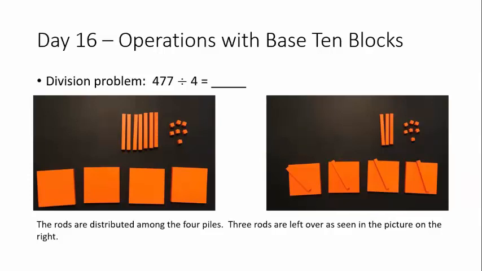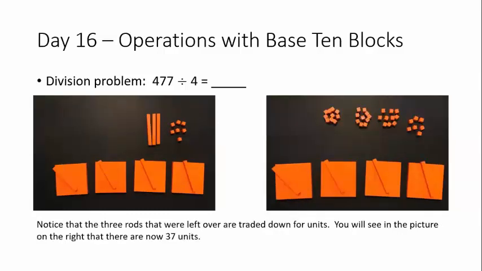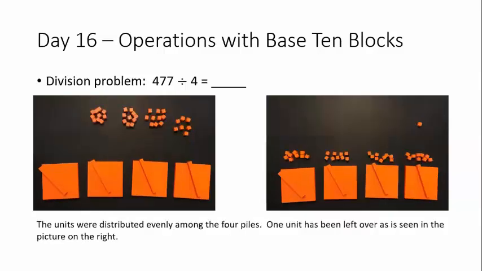Those rods will be traded down for units. In the picture on the right, you'll notice that the rods have been traded down for units. There are now 37 units. I want to distribute them evenly among the 4 piles. I distributed the units among the 4 piles, and 1 unit is left over.